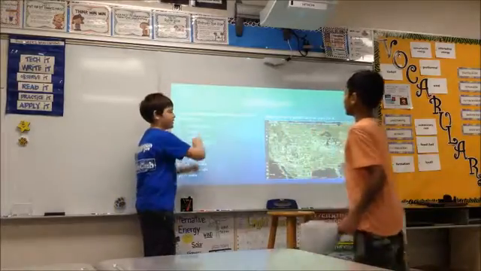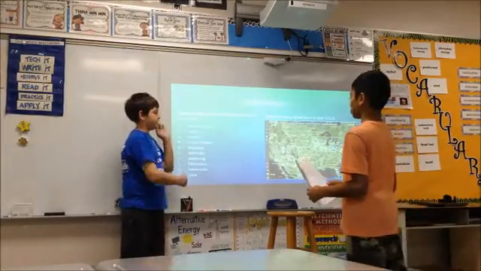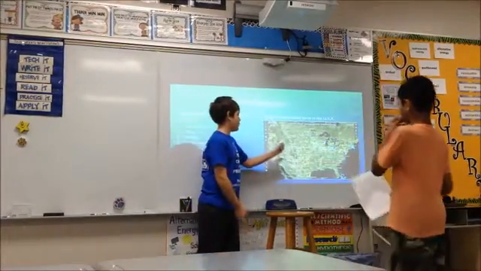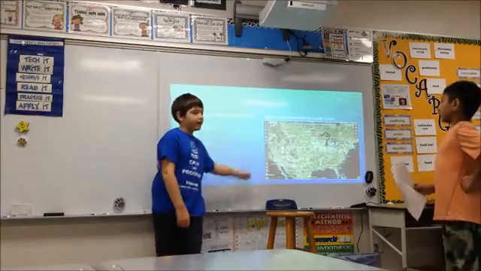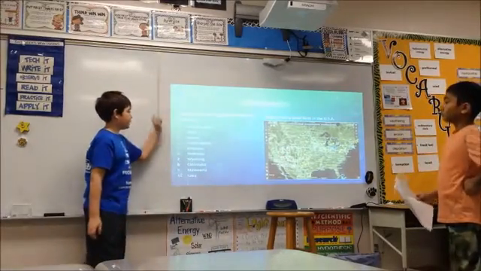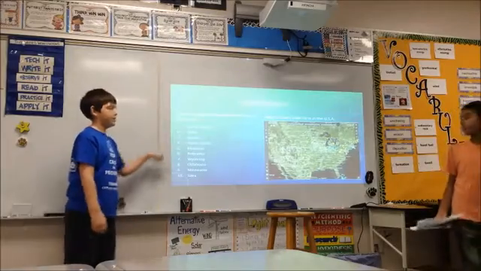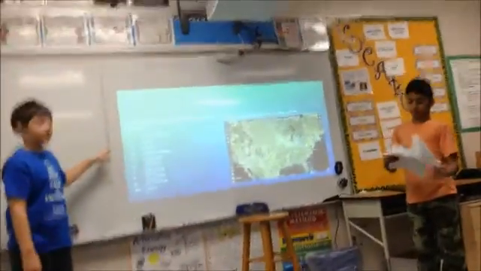Alright, so this is where it's best used in the U.S. This is a map of all the wind farms in the U.S. And here are the top windiest states, which are best for wind farms.